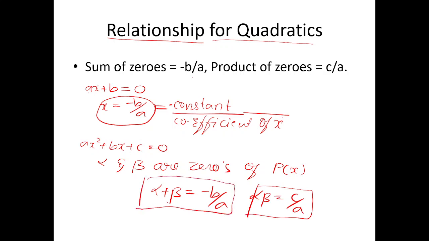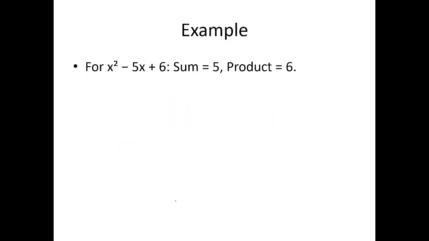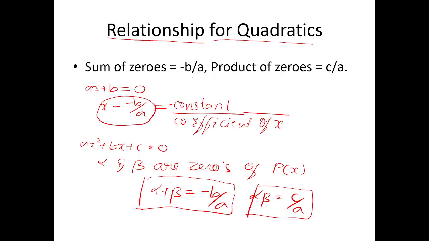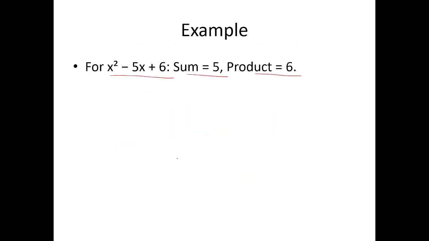Okay, let me verify by taking an example. This is a quadratic polynomial because the degree of this polynomial is 2, and the given sum is 5 and product is 6. We have the formula that the sum of zeros is minus b by a and the product is c by a. Let me verify here. The sum is 5, they have given, that is alpha plus beta equal to 5, that is minus b by a.